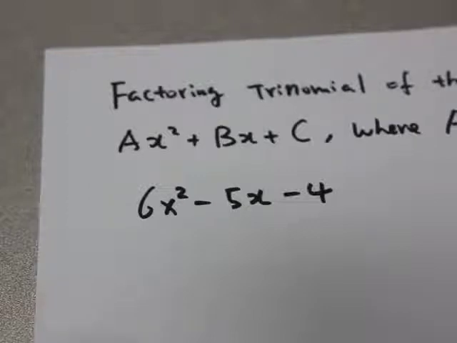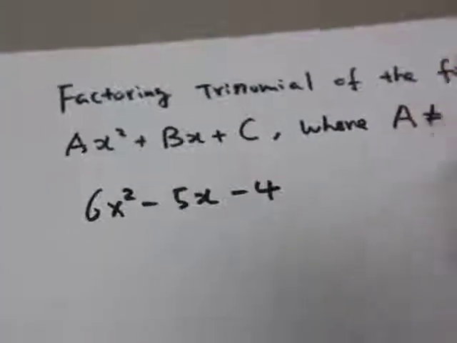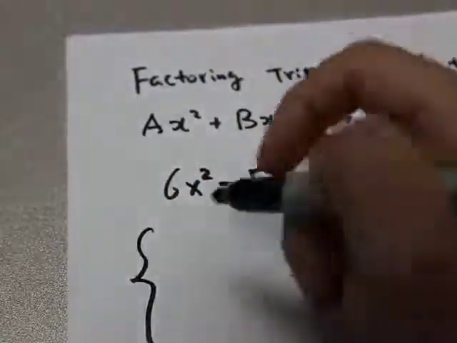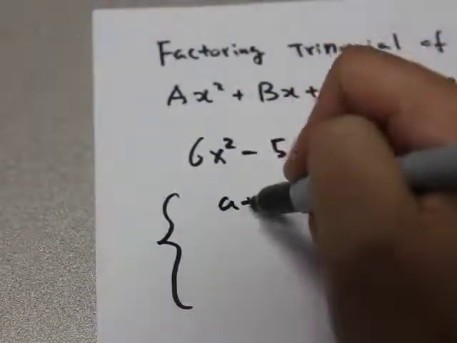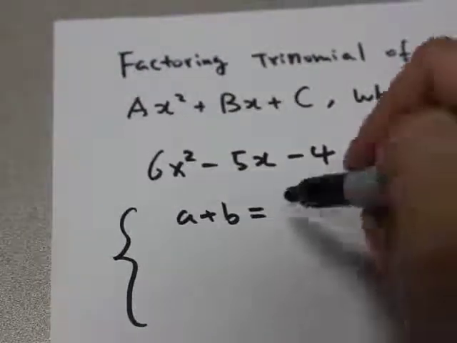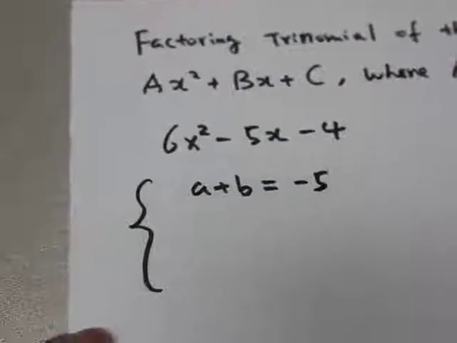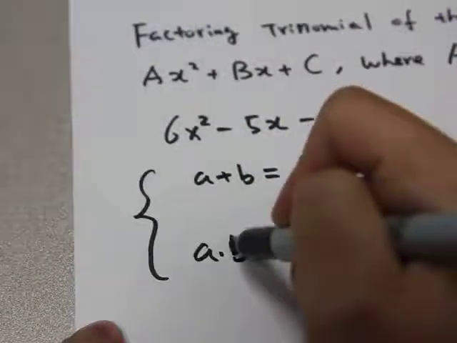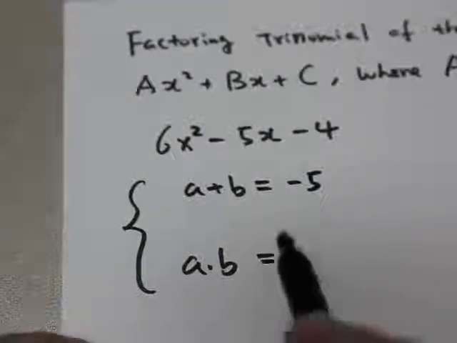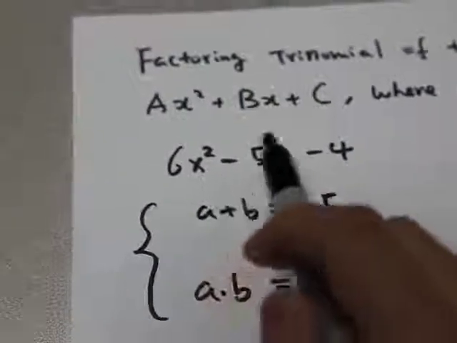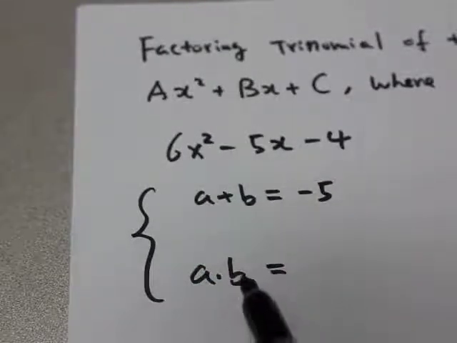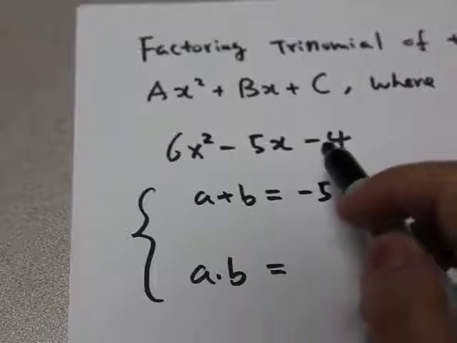So we want to find two numbers, call them A and B. Now the sum of these two numbers will be the coefficient of x, so it's -5. But this time the product of these two numbers is different. Remember we said when the coefficient of x squared is 1, the product of these two numbers is going to be equal to the constant -4, right?